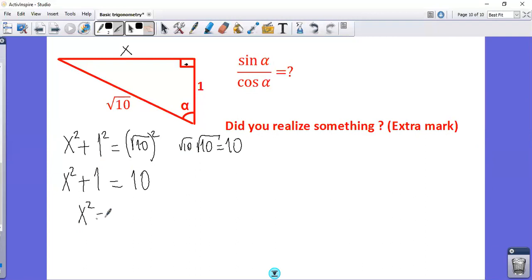So x squared is equal to, you can take plus 1 to the right, it will be minus 1, 10 minus 1. x squared is equal to 9. x is equal to 3. So now we can erase this x and write 3 here.